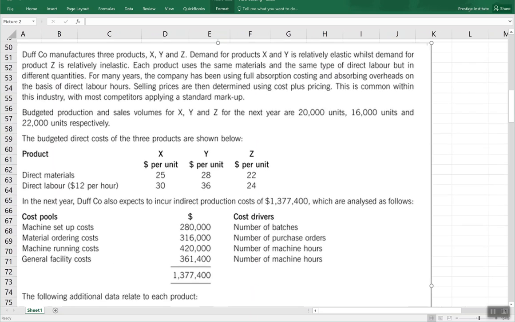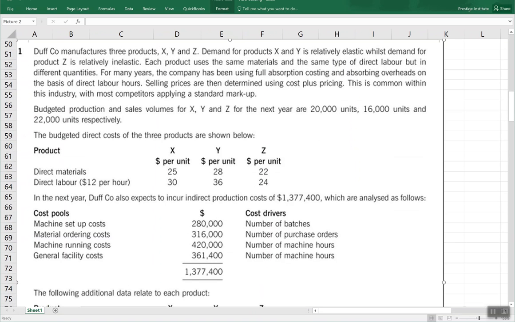Okay, DAFCO manufactures 3 products, X, Y, Z. Demand for X and Y is relatively elastic. Remember, you will study this in the pricing chapter. When the price elasticity of demand is more than 1, it means it is elastic. Elastic simply means that a small change in price will have a big change in demand. Inelastic means that for demand to change, price needs to be changed a lot. So it simply means that if we change the price of X and Y, demand will change by a huge margin. If we change the price of Z, demand will change as well, but not as much.